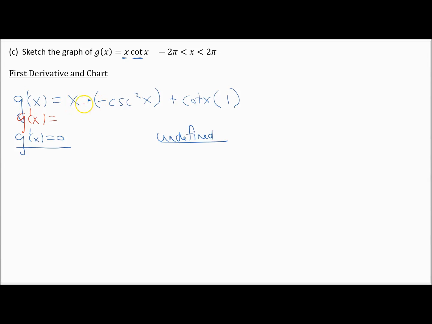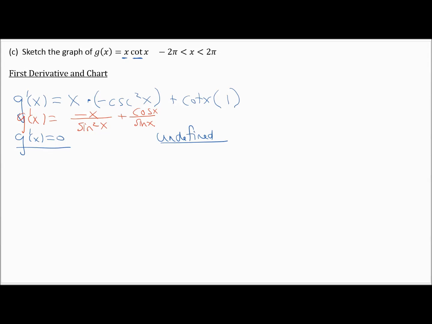Okay, first of all, the negative is going to be out front. And you may want to think about cosecant squared as 1 over sine squared, right? So this is equivalent to saying negative x over sine squared of x. You comfortable with that? That looks better to me. And then cotangent of x times 1 is just cotangent of x, also known as cosine of x over sine of x. So there is our first derivative.